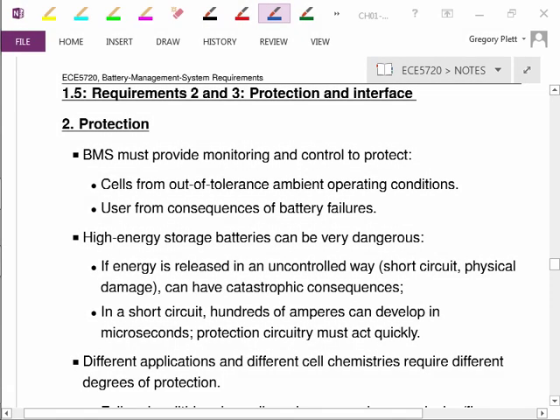Referring back to topic 1.1, where we outlined the 5 different major requirements for a battery management system, we're now ready to look at requirements 2 and 3, which have to do with protection of the battery system and the occupant for that matter, and interface between the battery management system and the application. And in my mind, I'm of course always thinking of a vehicle application.